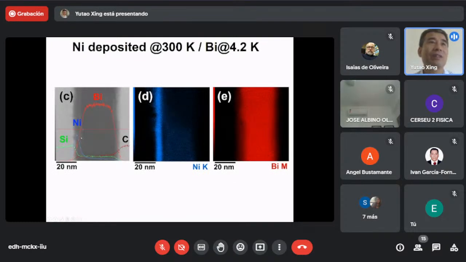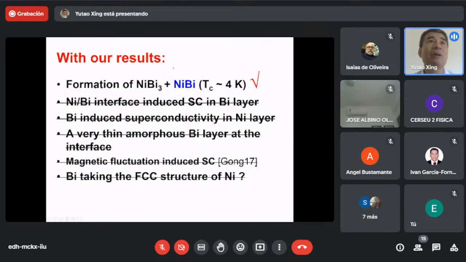So with this, we also did the EDS analysis. We confirmed that here, the nickel here, and the bismuth, there's no increase of concentration of nickel again. Here we can show clearly this is nickel, and here is the bismuth. So with this result, we also ruled out the last one. So in fact, the bismuth is not taking the FCC structure of the nickel. In fact, they formed different compounds, nickel bismuth 3 or nickel bismuth, depending on the energy of the atoms arriving at the substrate.